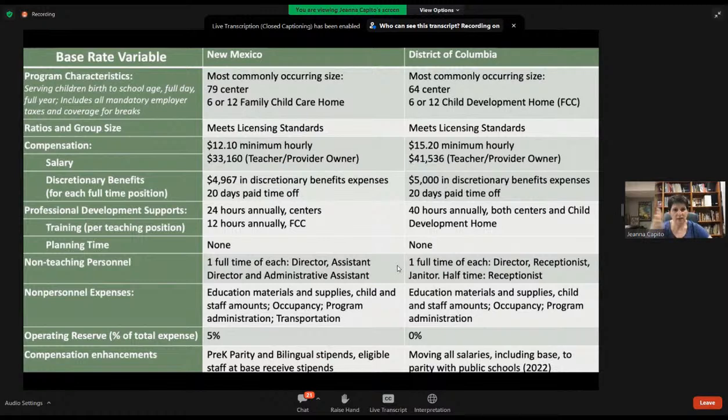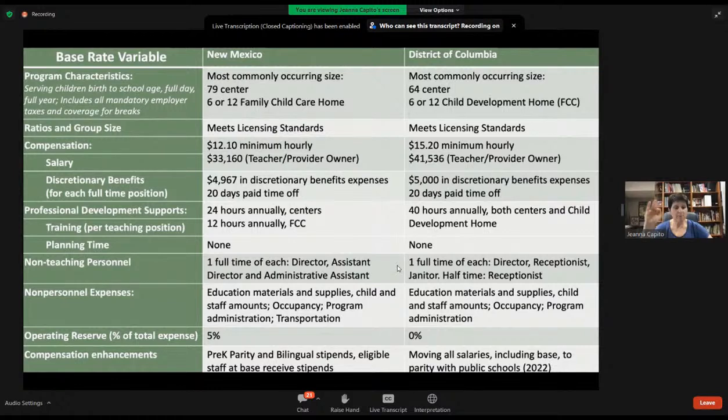What you see then, following over along this idea of program characteristics, is the size of the program, because that's a determination that you have to make when you're running the cost model. There are different costs if you run a program with only 2 classrooms, which would be very hard to serve all children from birth to school age if you only had 2 classrooms, because licensing usually doesn't allow that many kids of different ages to be in the same room. But you see where I'm headed, that we have to follow what is the most common size that occurs in a state.